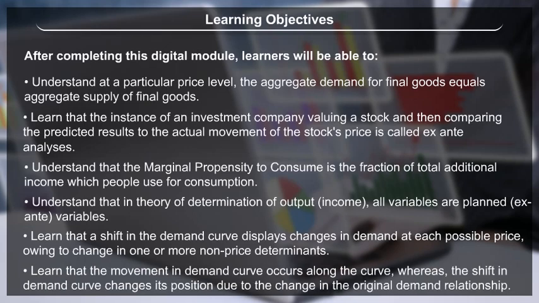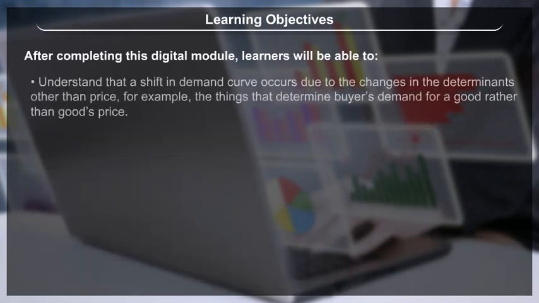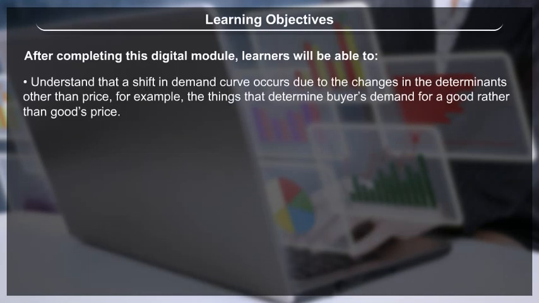Learn that the movement in demand curve occurs along the curve, whereas the shift in demand curve changes its position due to the change in the original demand relationship. Understand that a shift in demand curve occurs due to the changes in the determinants other than price, for example, the things that determine buyers' demand for a good rather than the good's price.